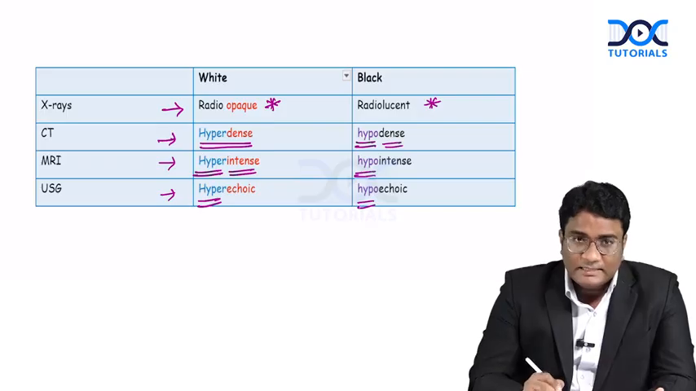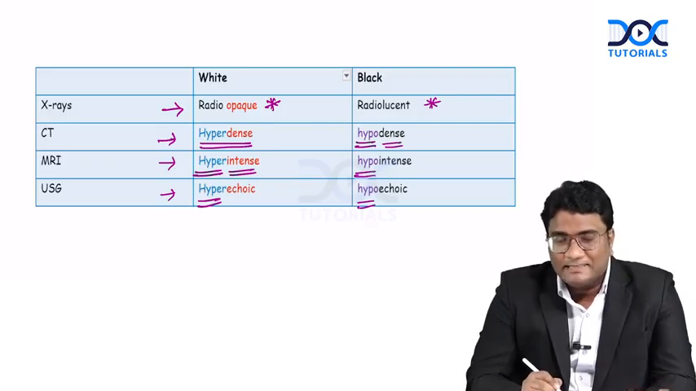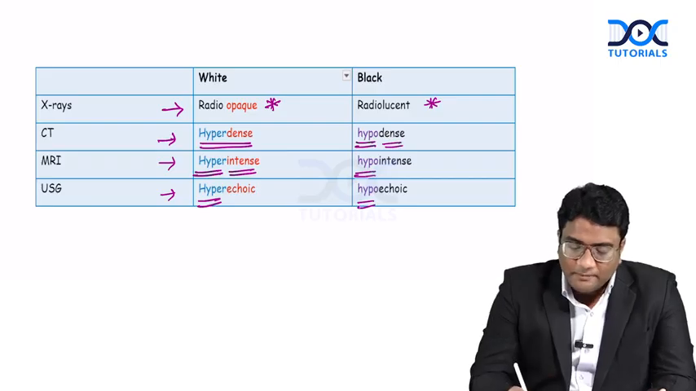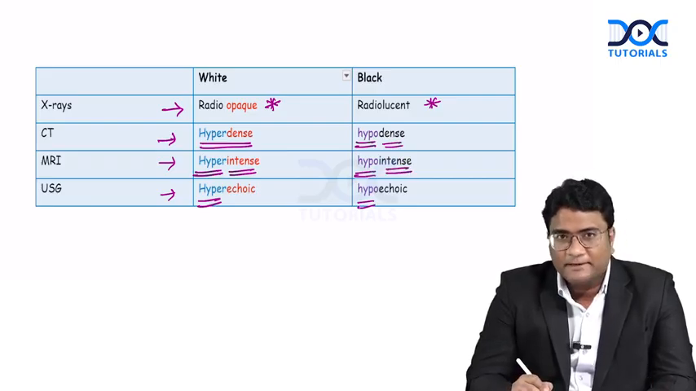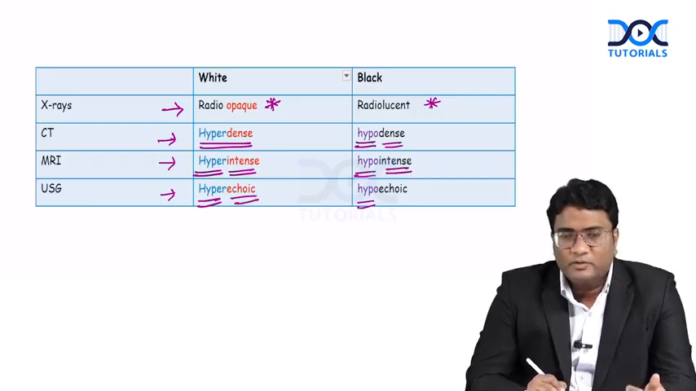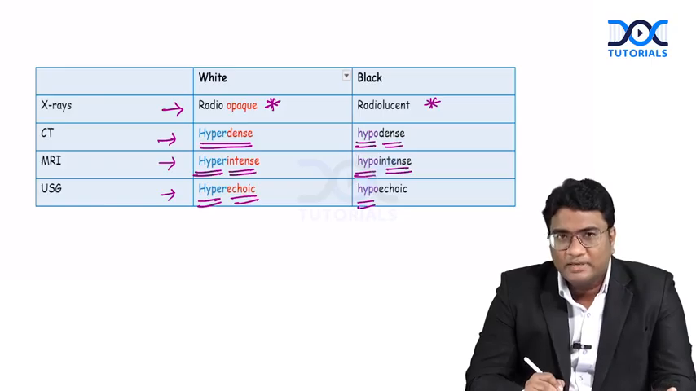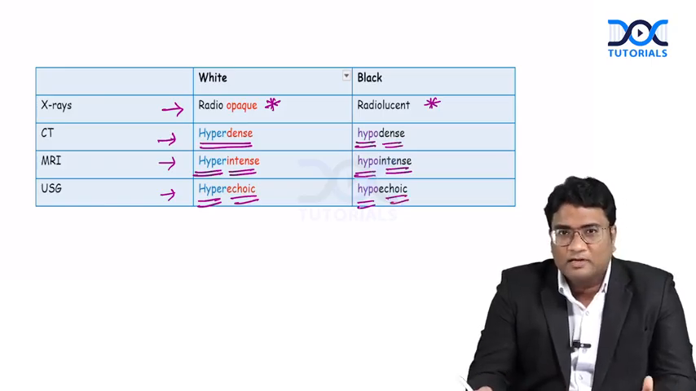Hyperintense is used in MRI. The word intense is used for MRI. Hyperintense is white on MRI. Hypointense is dark on MRI. Hyperechoic, the word echo is used for ultrasound. Hyperechoic means white on ultrasound. Hypoechoic means dark on ultrasound.